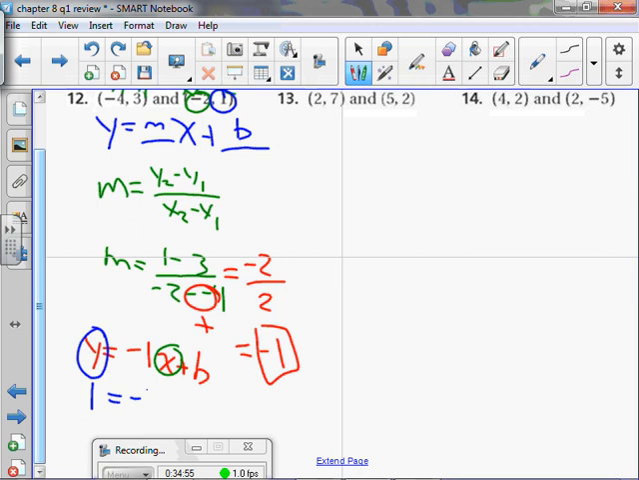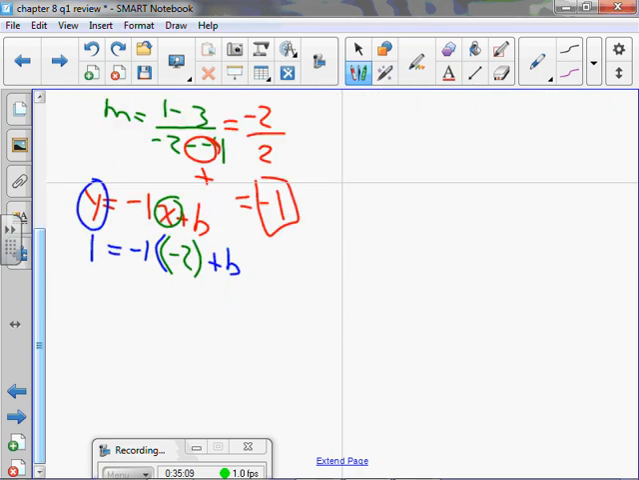1 equals negative 1 times whatever x is, negative 2, plus b. Remember, I don't know what b is yet. That's what I'm trying to find. But now I have enough information to find it. Negative 1 times negative 2 is positive 2 plus b. If I have 1 is equal to positive 2 plus b, I just think about it: minus 2 on both sides. b is equal to negative 1.